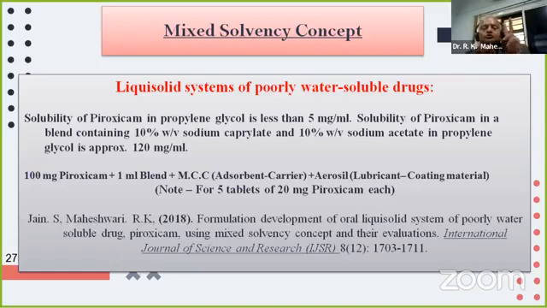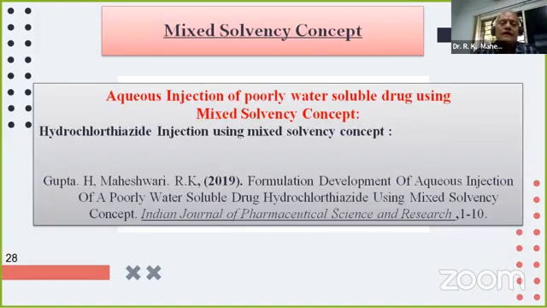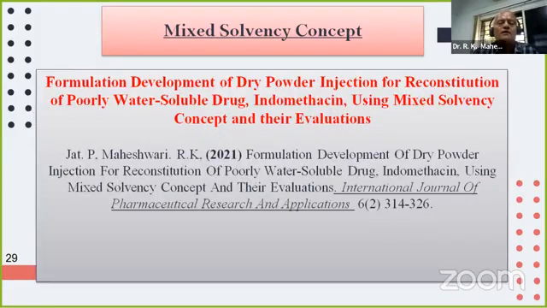So we have employed two solids, sodium acetate 10% and sodium caprylic 10%. When they were dissolved in propylene glycol, they increased the solubility of piroxicam, about 24-fold enhancement in solubility, to 120 milligram per ml. Then it was possible to convert it into a liquid solid system. Aqueous injection can be made. Development of dry powder injection for reconstitution, as I have explained earlier.